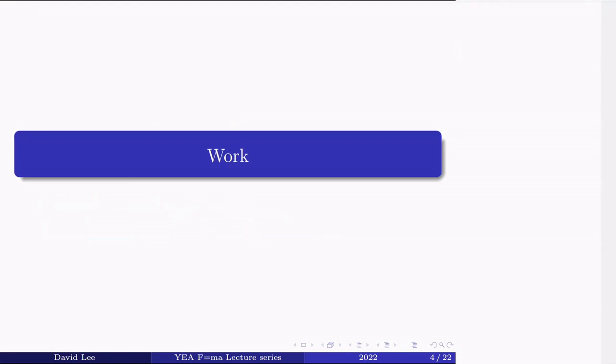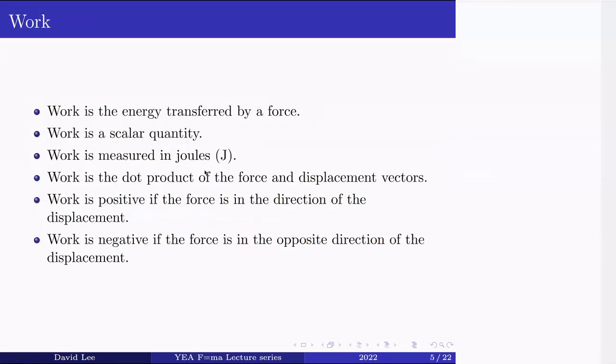All right, so let's first talk about work. Work is, as I said, the energy transferred by a force, and it's a scalar quantity. And it's equal to force times distance, or in terms of vectors, it will be the dot product of the force and distance.